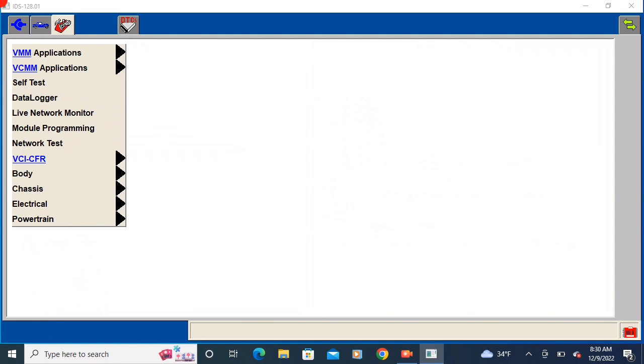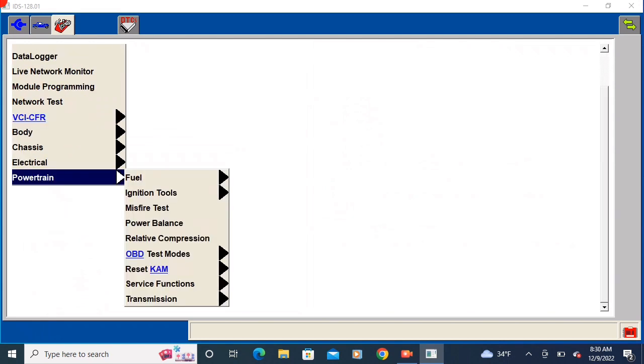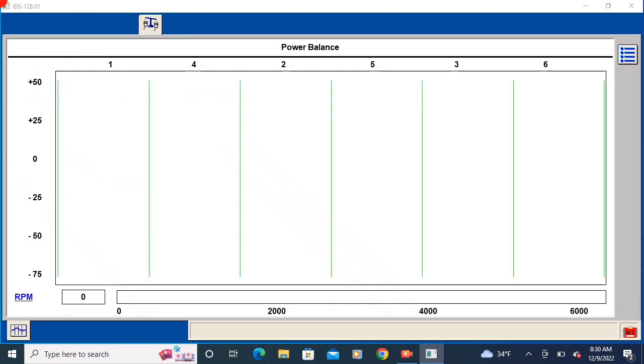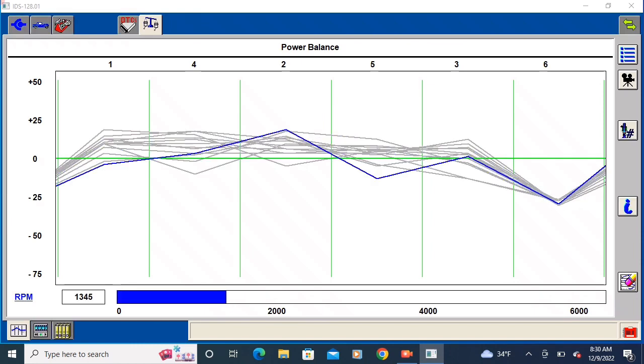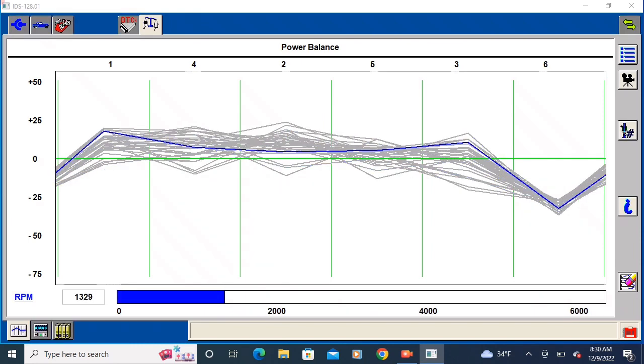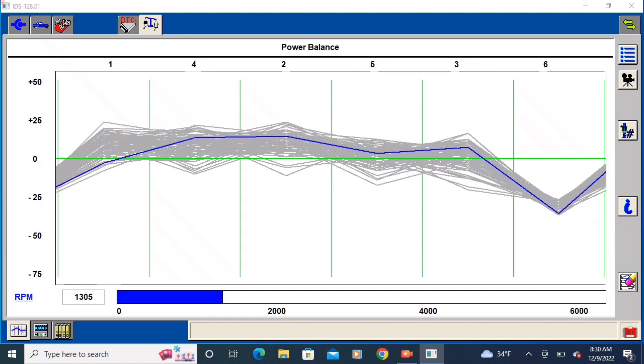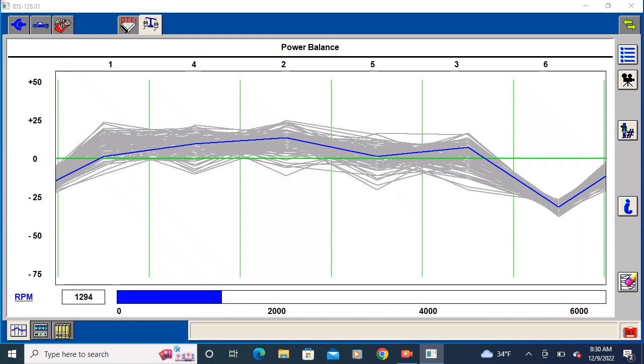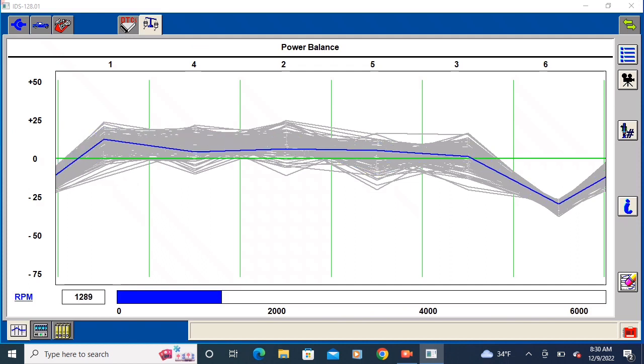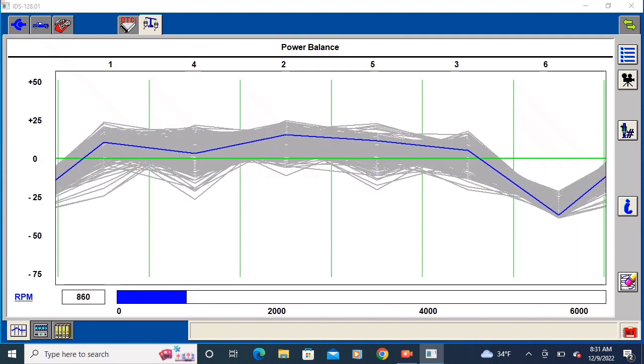Next, I think we're going to run a power balance test to determine which cylinder was the dead miss I felt when I drove this truck into the shop. A power balance test uses the data from the crankshaft position sensor to measure the increase or decrease in the crankshaft speed when each cylinder fires. Basically, it gives you all the cylinder Excel PIDs on the screen together at the same time so you can compare them against each other. And as you can see here, we have a dead miss on cylinder number 6.